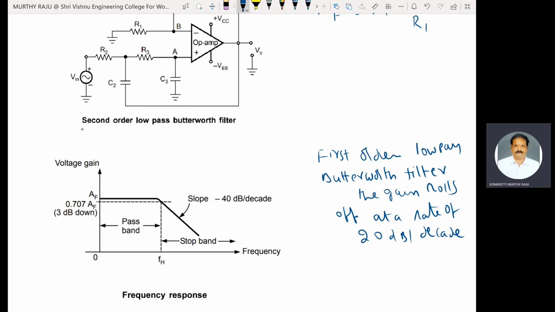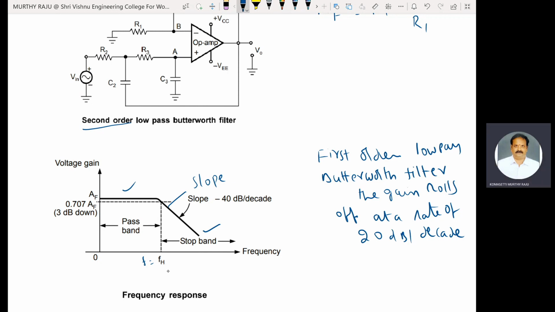This one is the second order Butterworth filter. The gain rolls off at 40 dB per decade. This is the slope of the frequency response. The slope of the frequency response after f is equal to fH is minus 40 dB per decade for the second order low pass filter. Two bands are there, pass band and stop band. Pass band allows frequencies, stop band attenuates the frequencies.